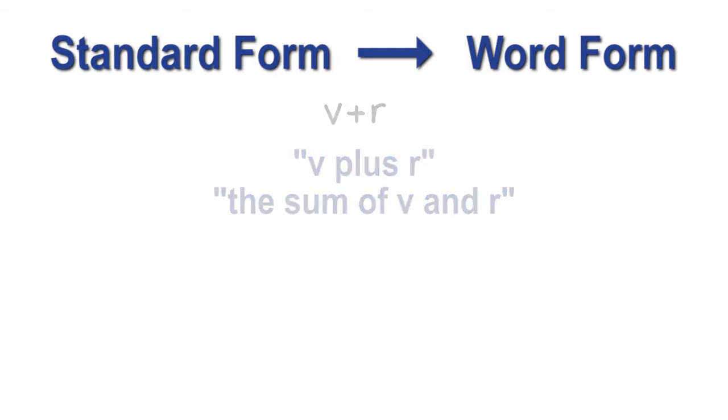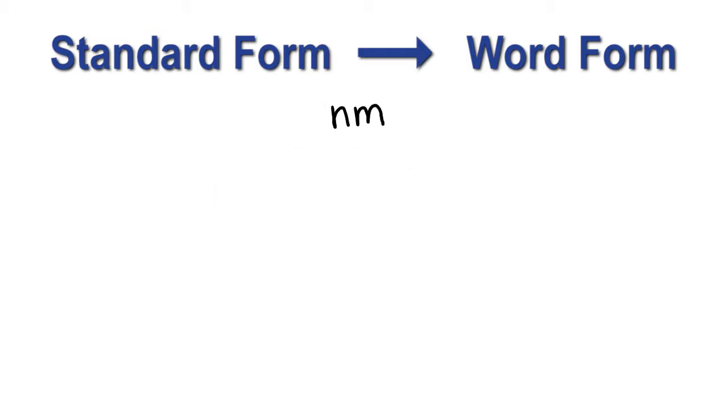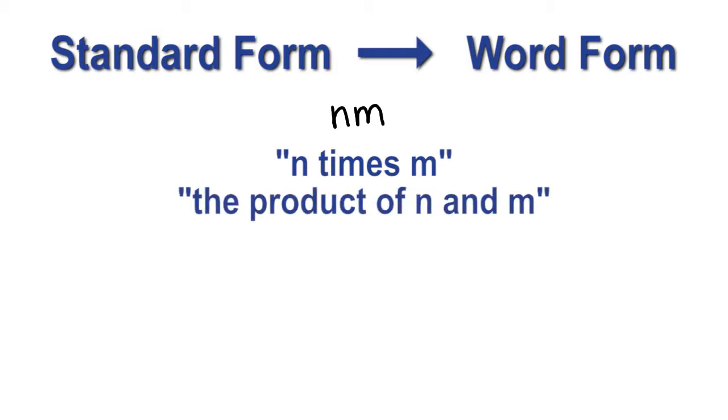Let's look at another expression. In written form, the algebraic expression could be n times m. Another way to read and write the expression would be the product of n and m.